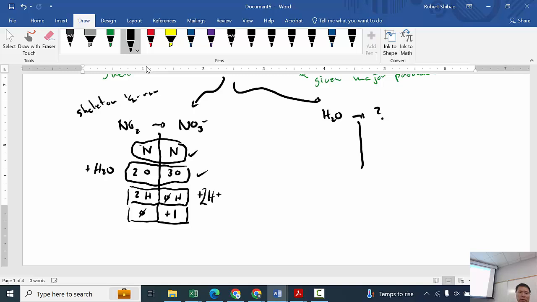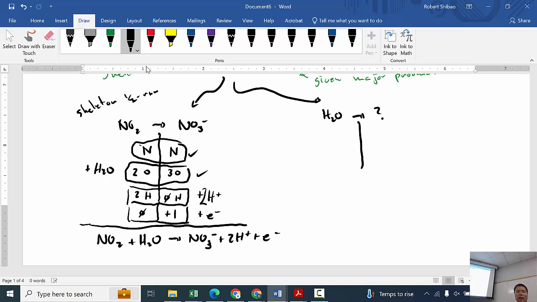On nitrate. Nitrate normally has a -1 charge. So how do I balance out the charge? How I balance out the charge is by adding electrons. And so how many electrons do I need? I need 1 electron on the right. And so the +1 will be canceled out by the -1. And so this gives me my half reaction. NO2 plus H2O yields NO3 minus plus 2H plus an electron.